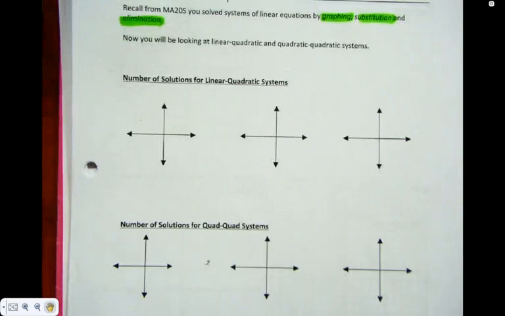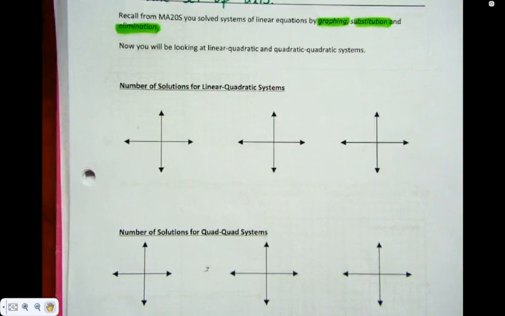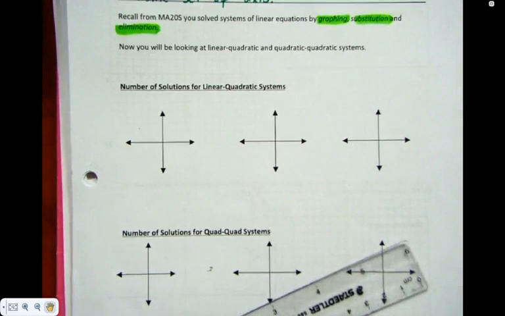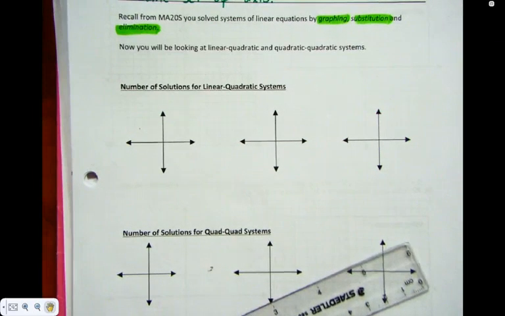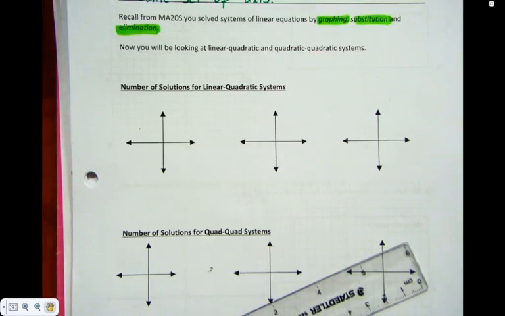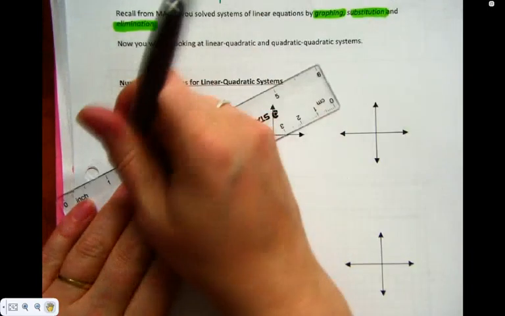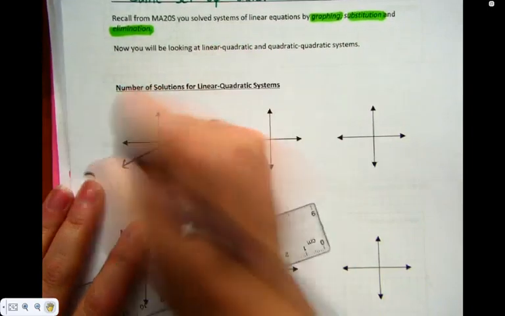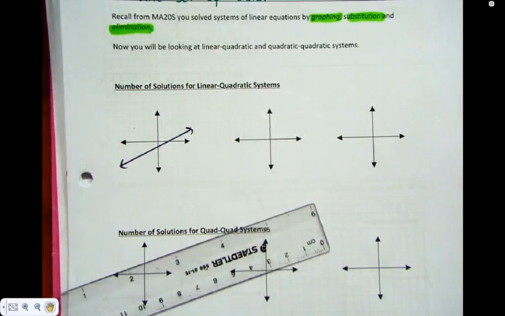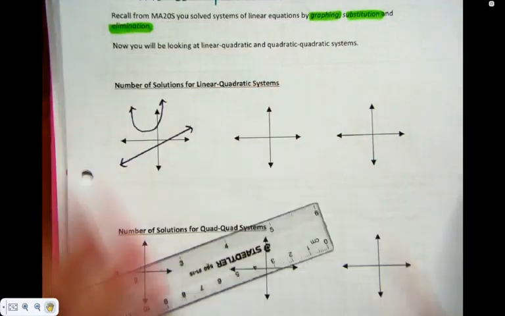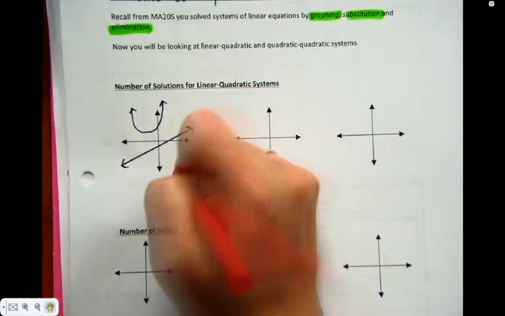Okay, same thing now, the number of solutions for a linear quadratic system. How many times could a line and a parabola cross? Could they cross 0 times? What would it look like if they didn't cross at all? One's a parabola, one's a line. For any particular line, where would the parabola have to be so that they do not cross? Above. It'd have to be up here somewhere. So you could have no solutions.